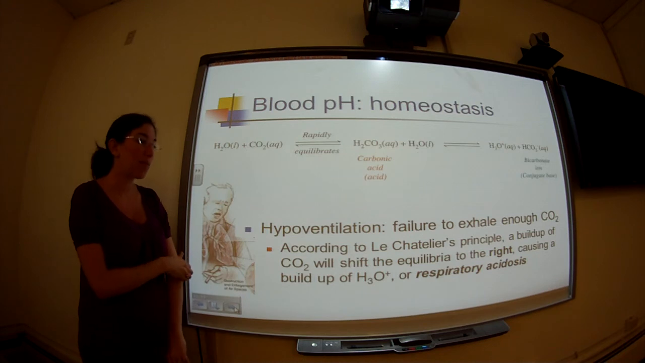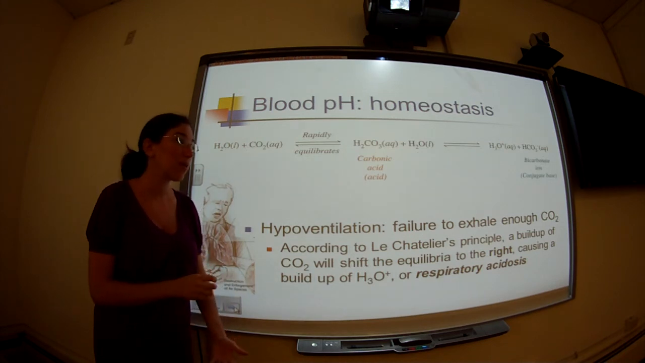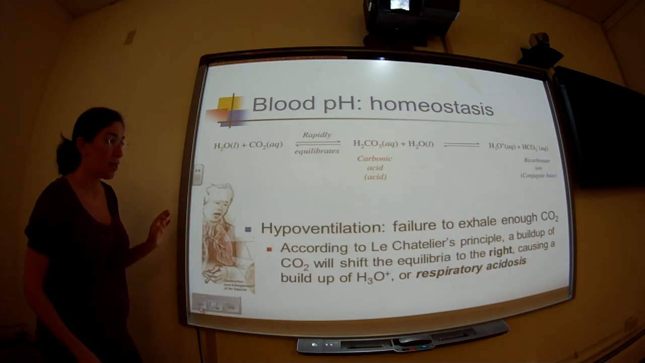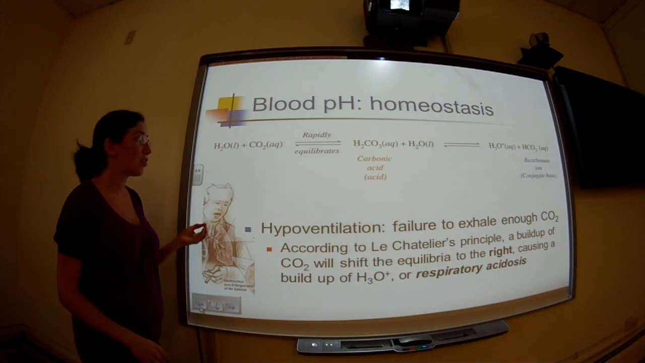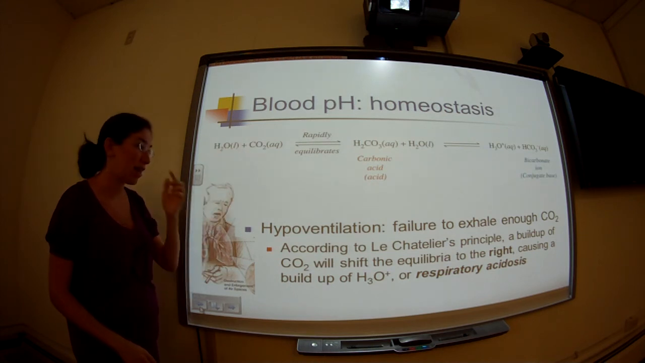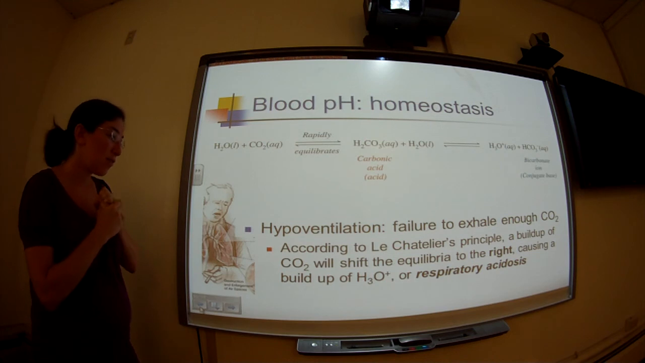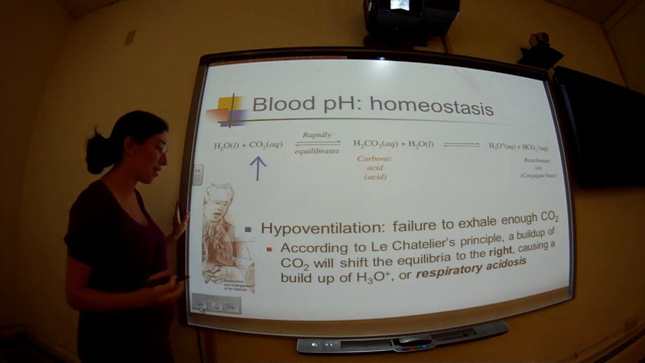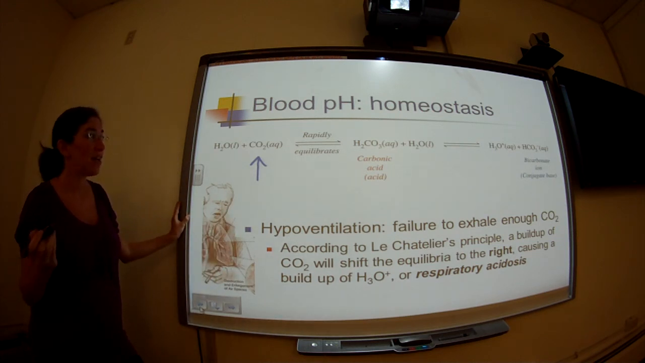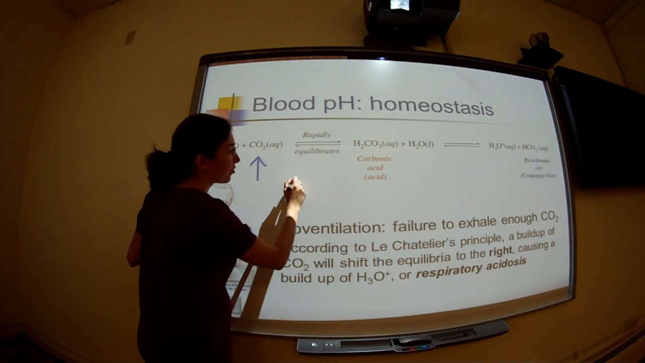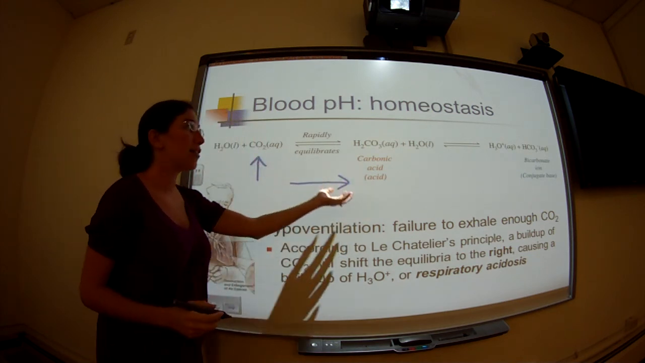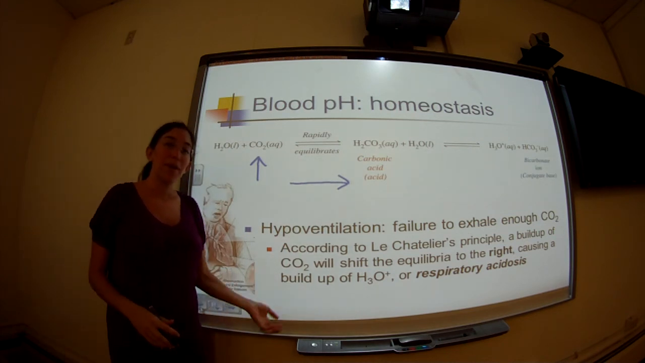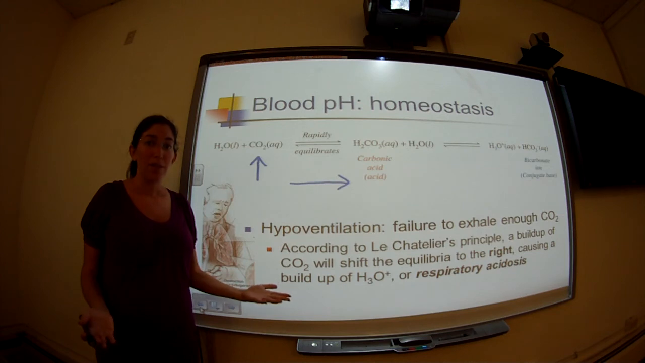They're not expelling carbon dioxide well enough. So it all comes back to Le Chatelier's principle with equilibria, okay? In the case of hypoventilation, you're not expelling enough carbon dioxide, therefore you get a buildup of carbon dioxide. So it's like you're increasing carbon dioxide, and it's going to shift that equilibria to the other direction. It's going to shift it to the right. It's going to cause a buildup of carbonic acid. So it causes a buildup of acid, and therefore it causes respiratory acidosis.